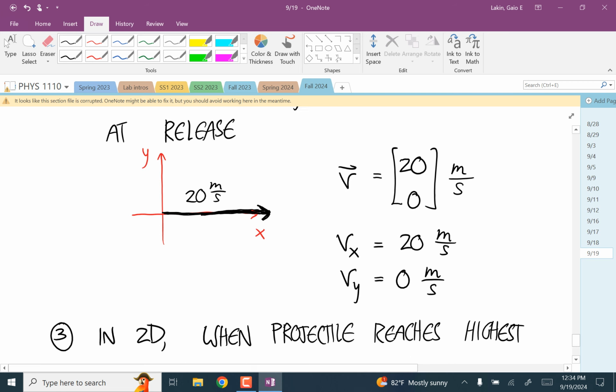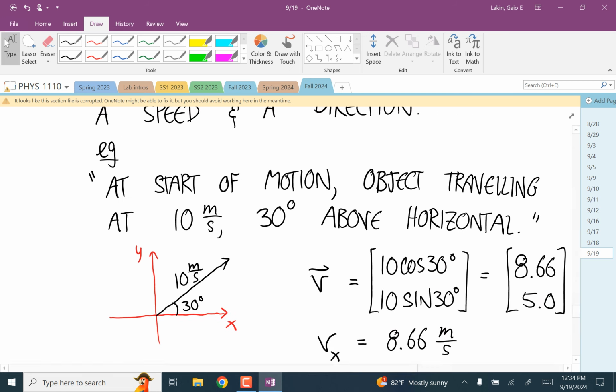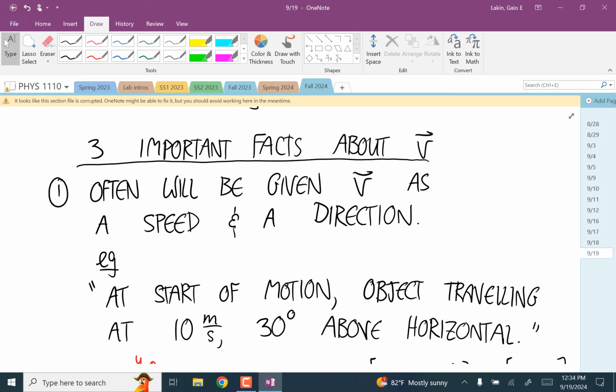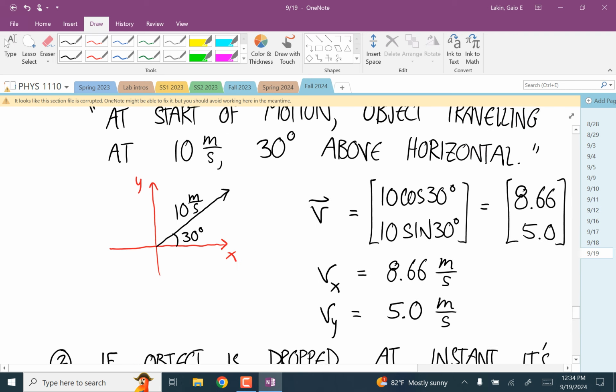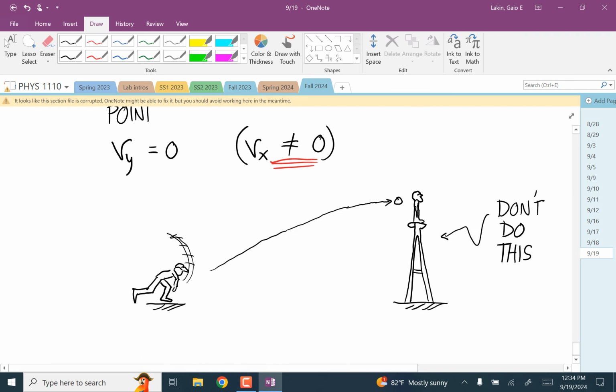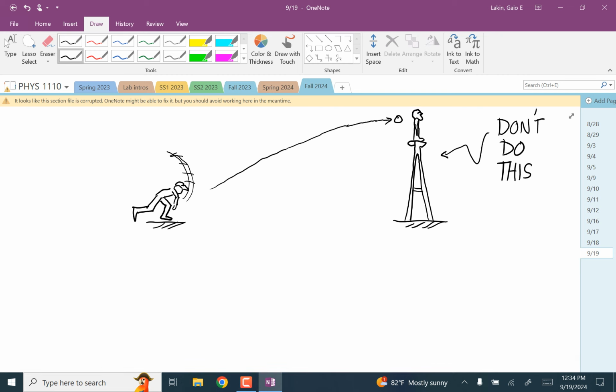Okay, so go through your notes. Remember these three things. These will help when we get to problems. And now the last thing we have to talk about is the acceleration vector.